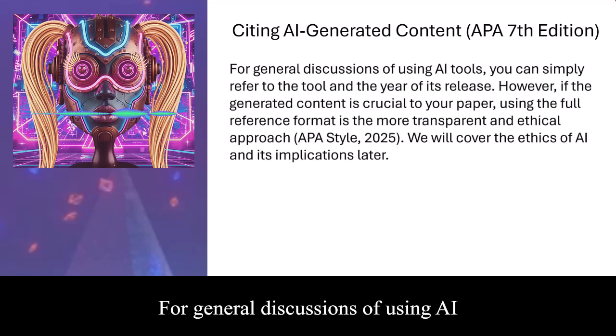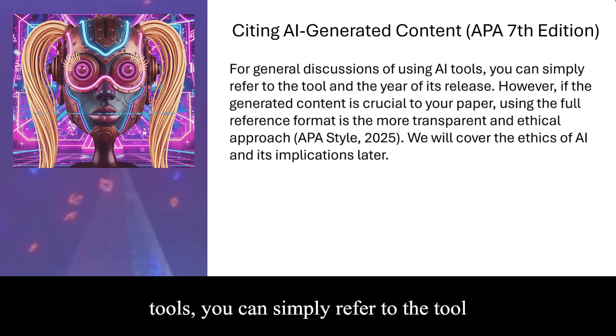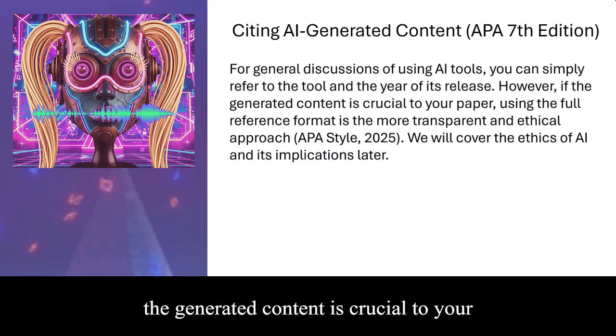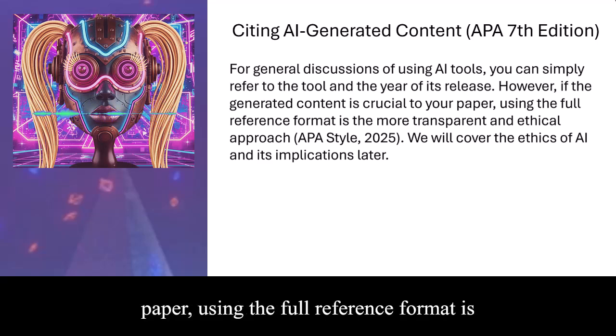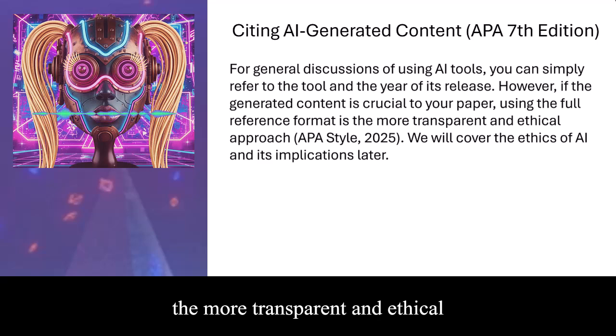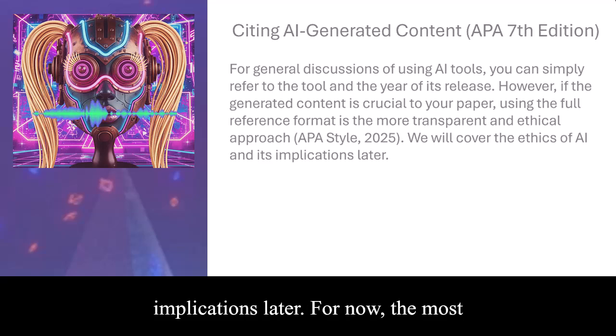For general discussions of using AI tools, you can simply refer to the tool and the year of its release. However, if the generated content is crucial to your paper, using the full reference format is the more transparent and ethical approach. APA Style, 2025. We will cover the ethics of AI and its implications later.